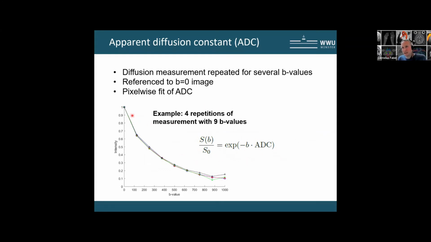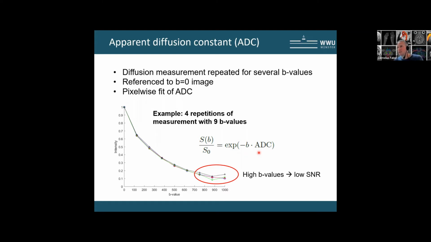We've repeated the measurement 4 times to show that it's very nicely reproducible. However, if we're down here, then we get into the very noisy regime. Of course, this is a signal attenuation, so here is some noise, and the signal to noise ratio gets low, and the curve, of course, deviates. However, you can do fitting of this curve according to this equation. And since we know the B value, we can obtain the apparent diffusion constant of our tissue. And if we do this in an image, we can do this pixel-wise, and then we know the local diffusion constant of our tissue.